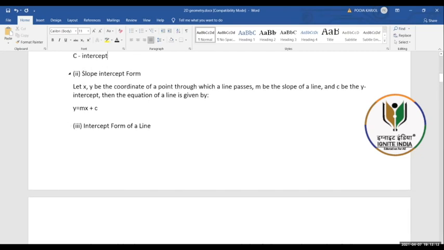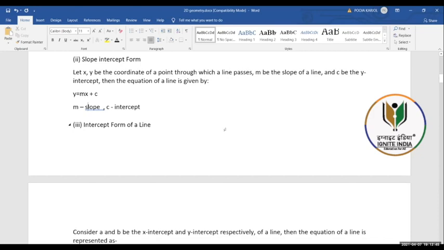Next is slope intercept form. This is the most common form of writing a straight line. Okay, Y is equal to MX plus C, in which M is the slope of the line and C is the intercept. Y and X are variables. M and C are constants. M and C are always constants. Y and X are variables. Thus, the equation is the slope intercept form of a line.